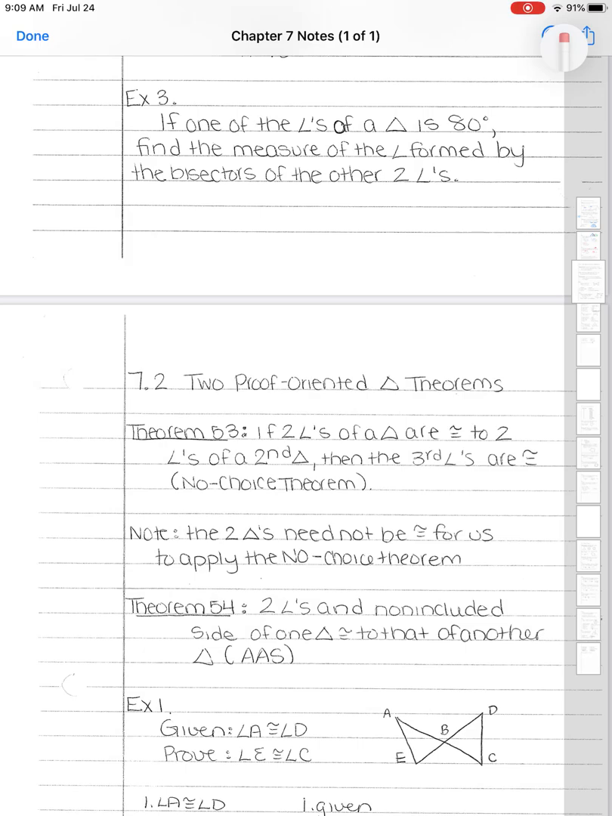But the question is asking us to find the measure of the largest angle. Well, the largest angle would be our 5x. So we're going to take that x of 15, sub that in.